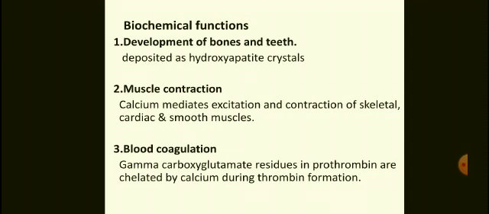Muscle contraction. Calcium mediates excitation and contraction of skeletal, cardiac, and smooth muscles. Blood coagulation. Calcium helps in blood coagulation. That is, there is a clotting factor called prothrombin, and the gamma carboxyglutamate residues in prothrombin are chelated by calcium during its activation, that is, during the conversion of prothrombin to thrombin.